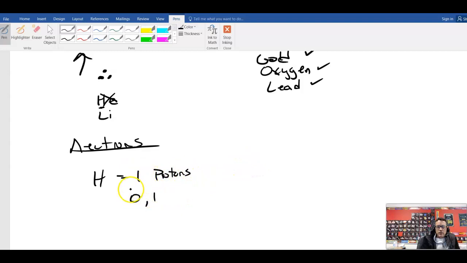If hydrogen had 0 neutrons, it's still hydrogen because it has 1 proton. So we could have a version with 1 proton and 0 neutrons. We could have a version with 1 proton and 1 neutron. Since the proton numbers are equal, it's still the same element, which is hydrogen. The neutrons differ, so let's go back and think about the characteristics of neutrons.